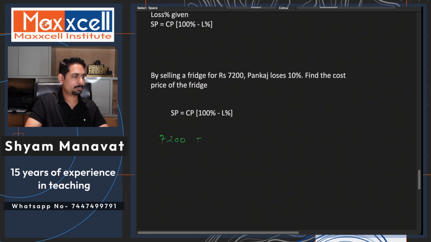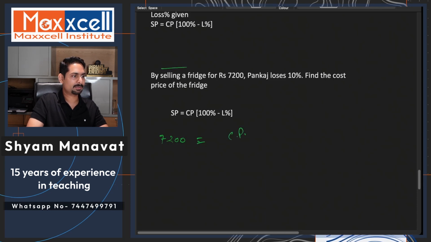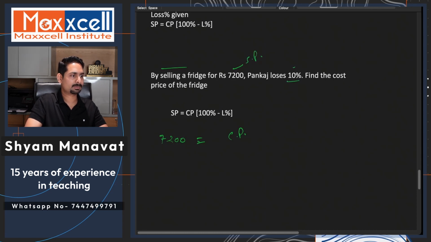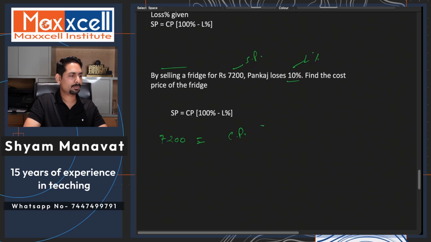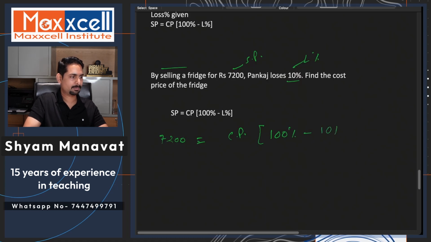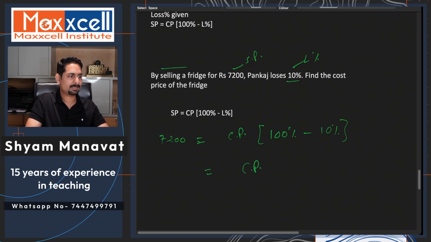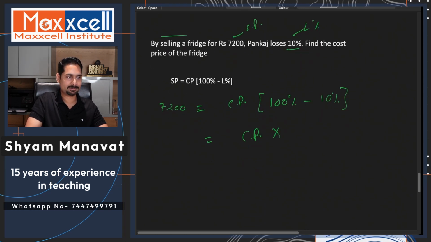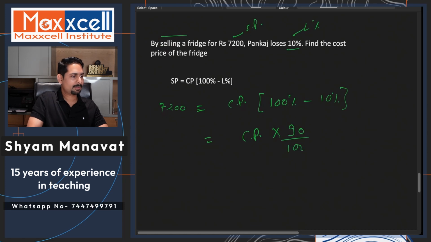Selling price 7,200 equal to cost price, which we need to find out, right? Yeah, selling fridge, that means this is your selling price. This is what? Loss percent. Substitute. What do you get? 100% minus loss percent, which is 10%. Next time we'll try to avoid writing this step also. We'll directly write 100 minus 10 is 90%. Okay. Save time. Every second is important in the exam.